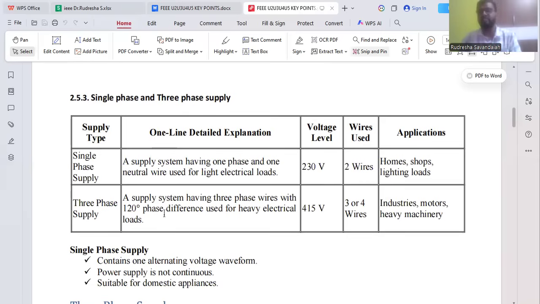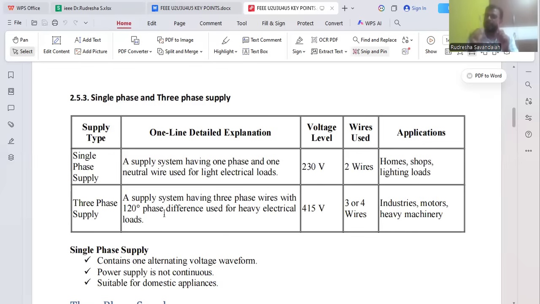Single phase and three phase supply. What is the difference between single phase and three phase supply? In single phase, there is only one neutral. There are two wires. This is the single phase.